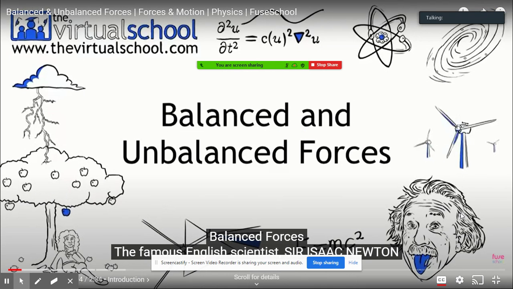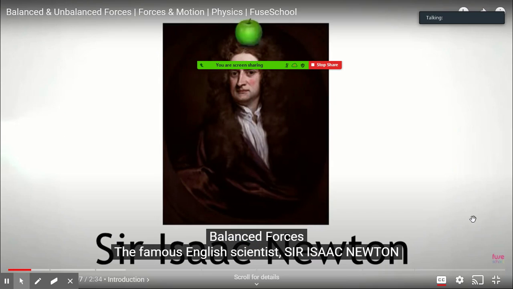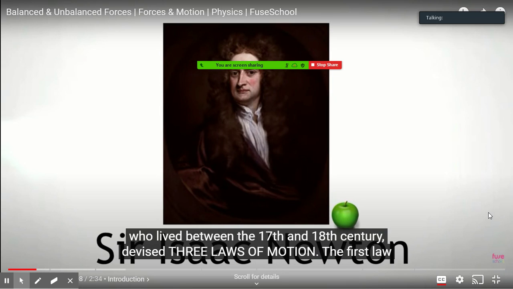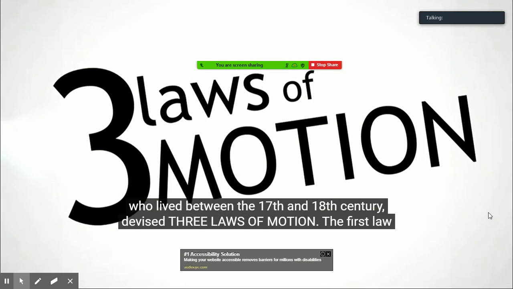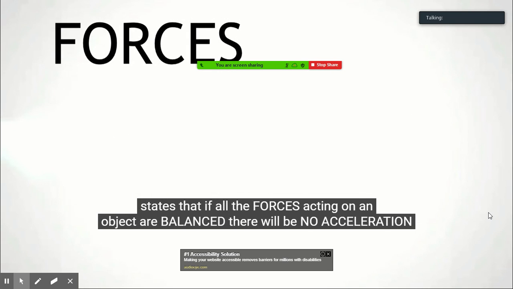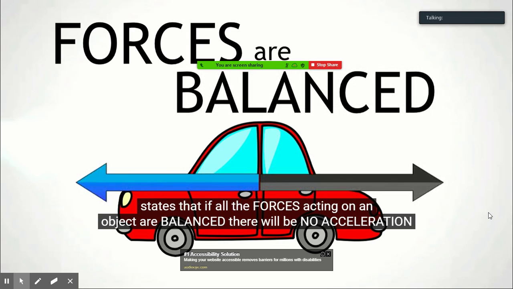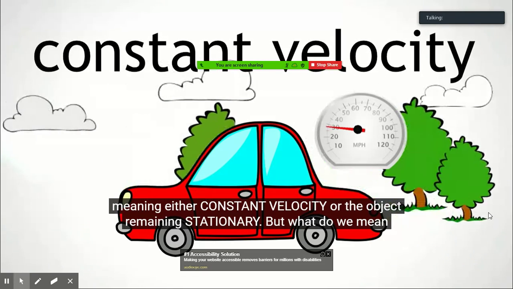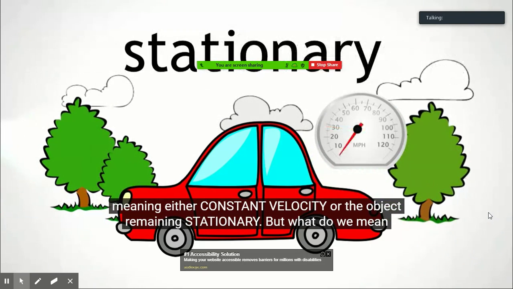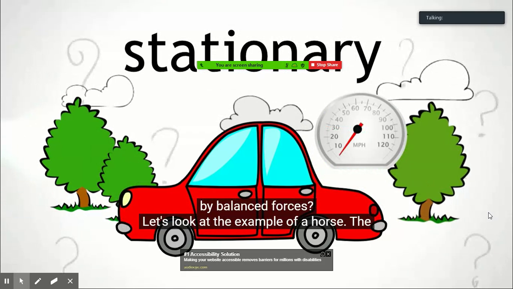The famous English scientist, Sir Isaac Newton, who lived between the 17th and 18th century, devised three laws of motion. The first law states that if all the forces acting on an object are balanced, there will be no acceleration, meaning either constant velocity or the object remaining stationary. But what do we mean by balanced forces?